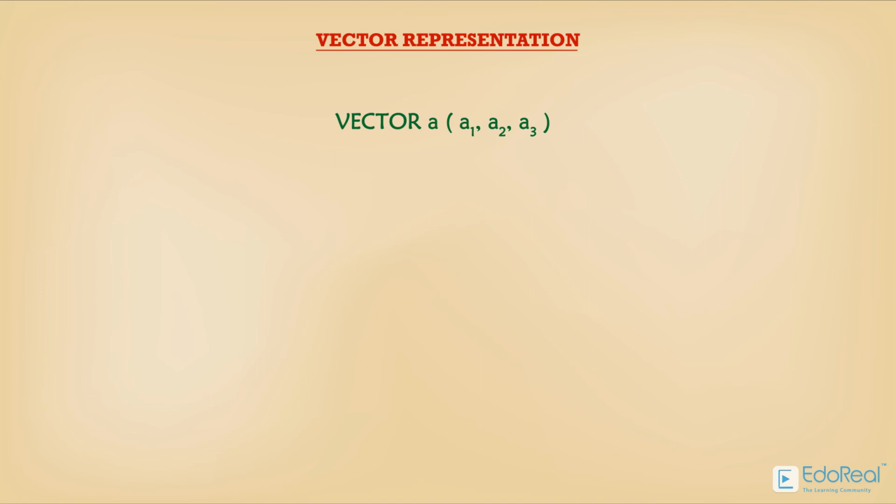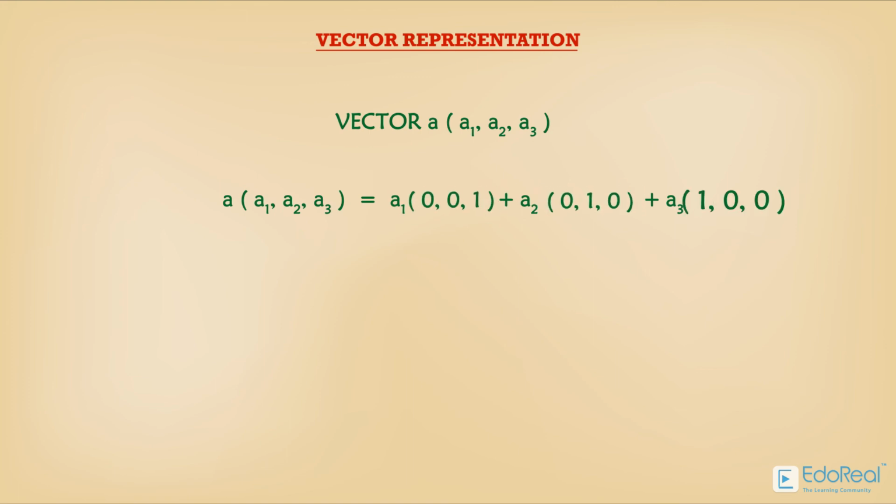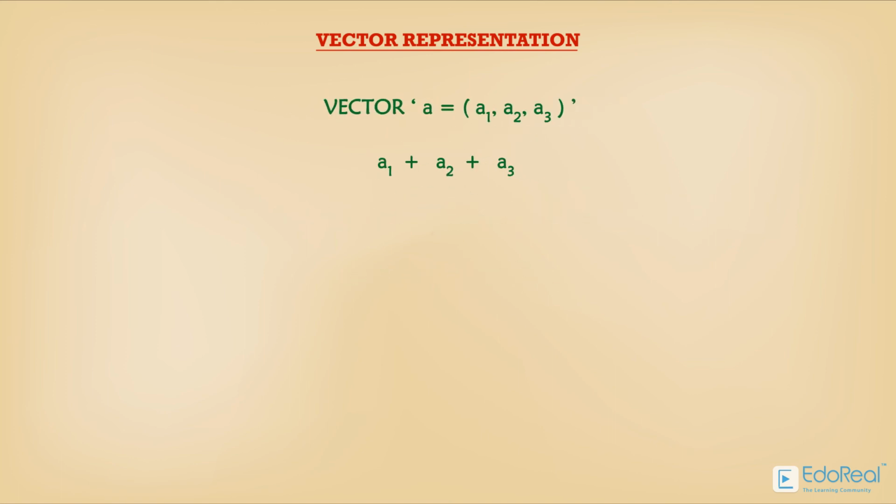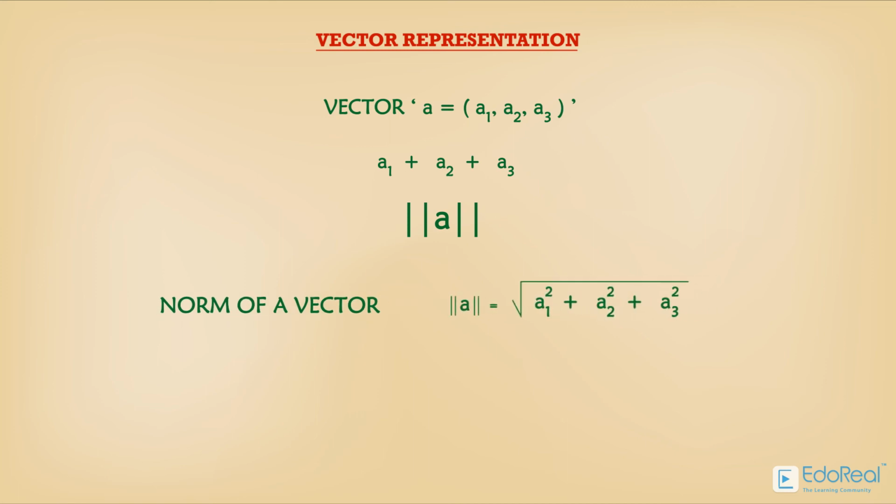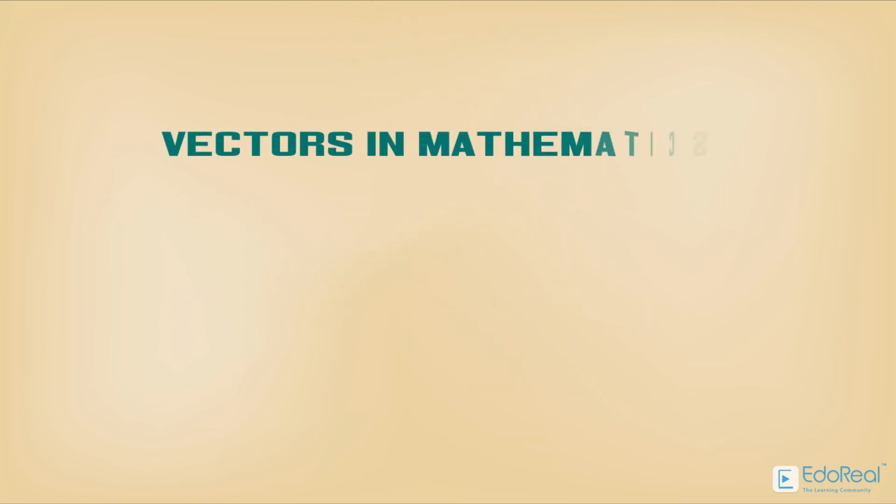The vector A can be represented as the sum of products of scalar components, A1, A2 and A3, with the unit vectors along x, y, and z-axis respectively. The length of the vector A is denoted as. It can be computed using the norm of a vector. In this video, we have discussed the vectors in mathematics.